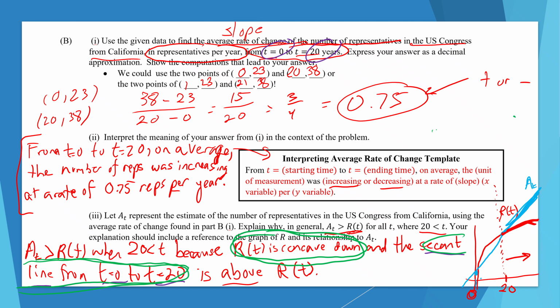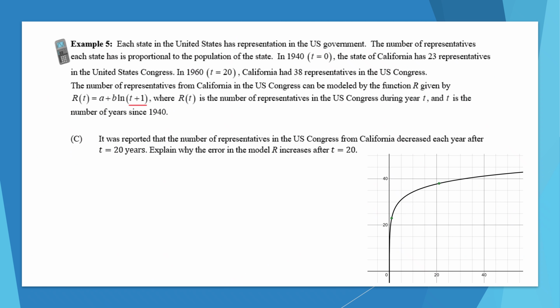Let's move on to the final part here. All right, so for part C, this is going to be a new type of question that you will see. And so here it was reported that the number of reps in California actually decreased each year after t equals 20. So we're going to be looking specifically past t equals 20. Explain why the error in the model R increases after t equals 20.